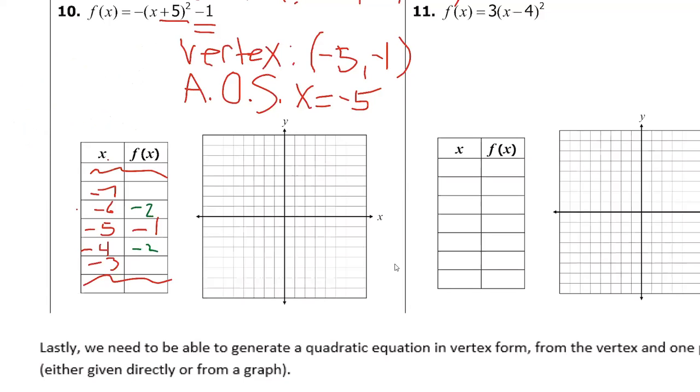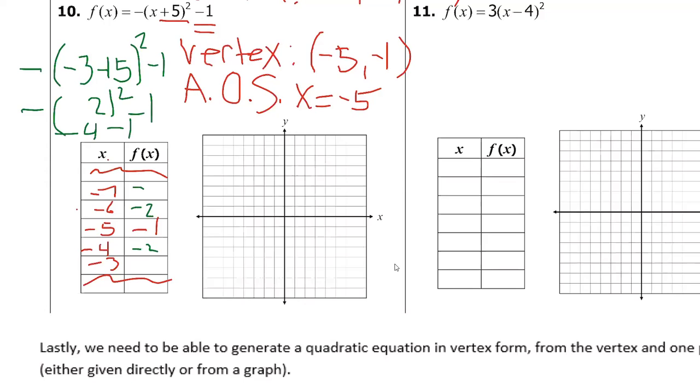Okay, but we'll plug in -3 next. Depending on how good you are with your mental math, or you could just plug it in like it looks, you would get 2 squared on the inside, -1. So 2 squared is 4. So that negative would make it -4. -1, that would be -5.